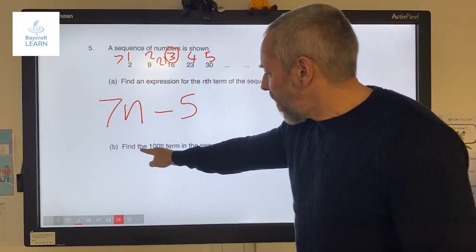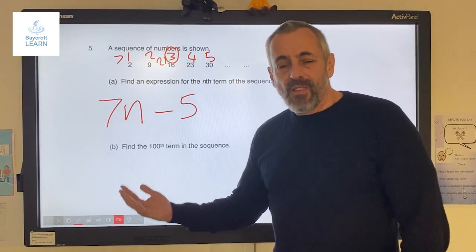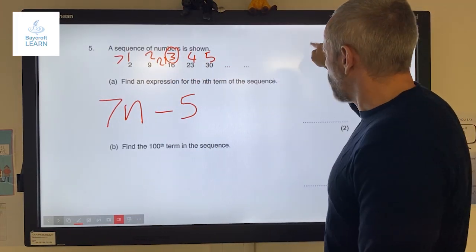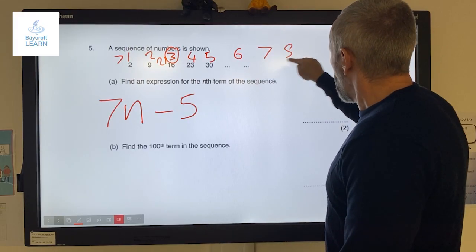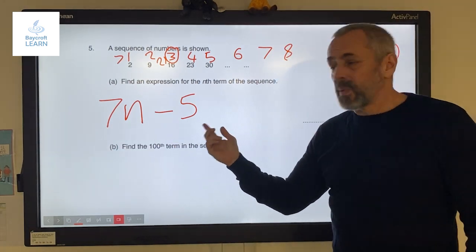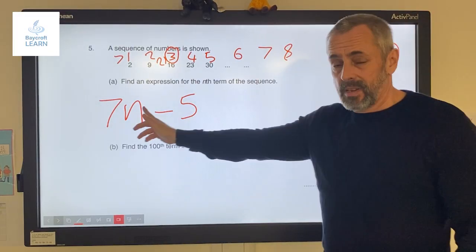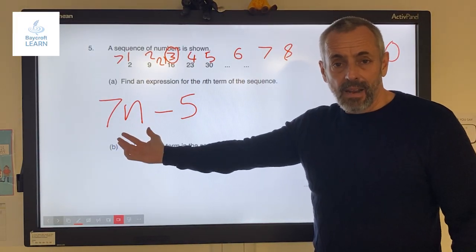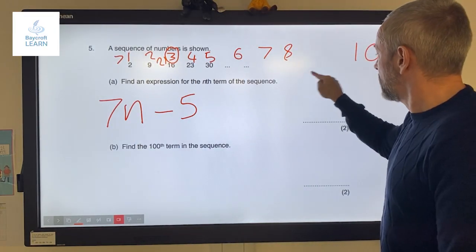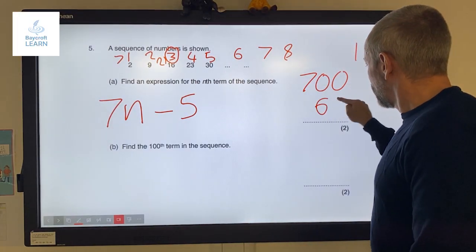Okay? Find the 100th term in this sequence. This is what the nth term is used for. This is the purpose of it. So if I was to carry on my n's all the way up, 6, 7, 8, all the way up to 100, I just have to use this formula to work out the 100th term. Because remember, now we're just going to say that 100 is the number of our term. It's our n. So we're going to say 7 times 100 will give us 700. Take away 5 gives us 695.